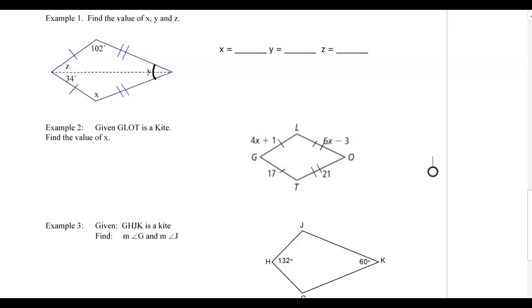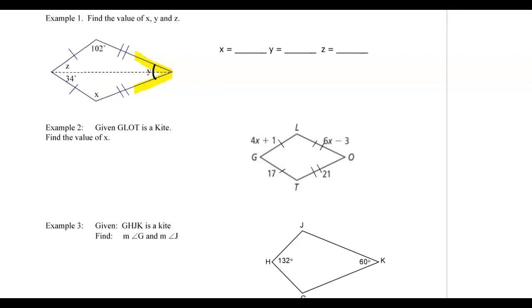Hello, geometry students. Today's learning target is to apply the properties of kites we learned. So if we look at example number 1, our goal is to find x, y, and z. And for clarity, y is this large angle that I just highlighted in yellow.